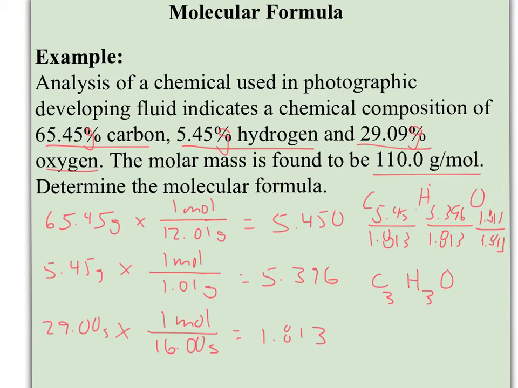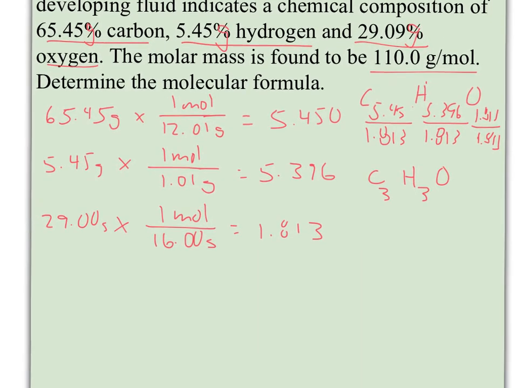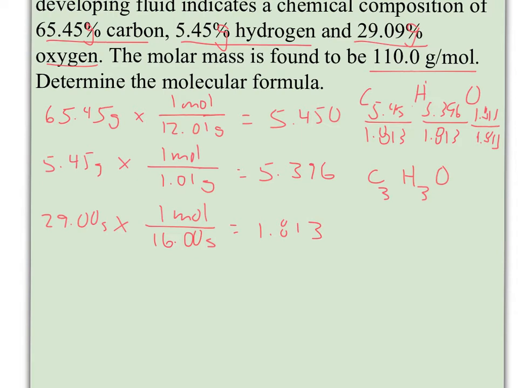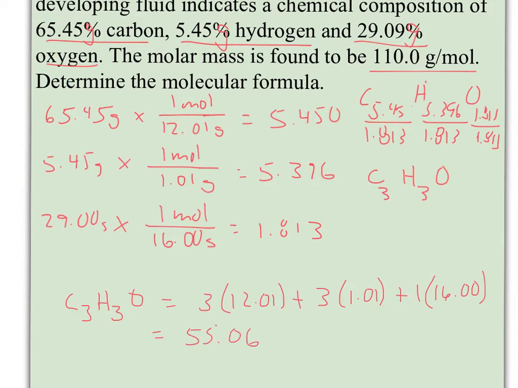So now I can actually start working on what I was interested in, which is the molecular formula. C3H3O is my empirical formula, and that would have a molar mass of 3 times 12.01 plus 3 times 1.01 plus 1 times 16. And when I calculate that, that gives me a molar mass of 55.06. And again, this is less than the molar mass found for the actual compound.